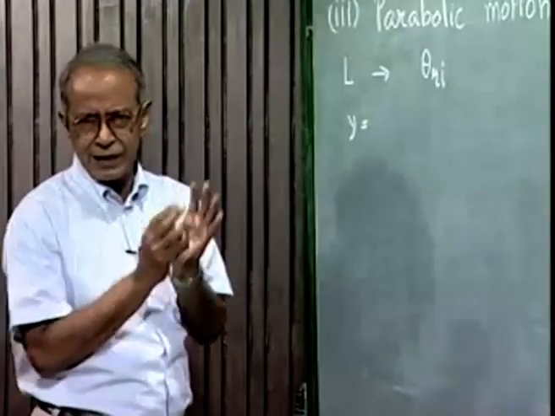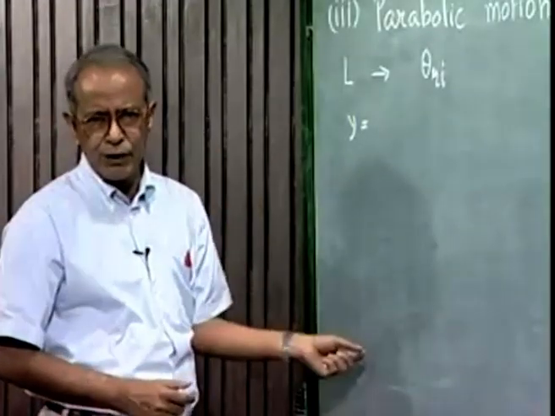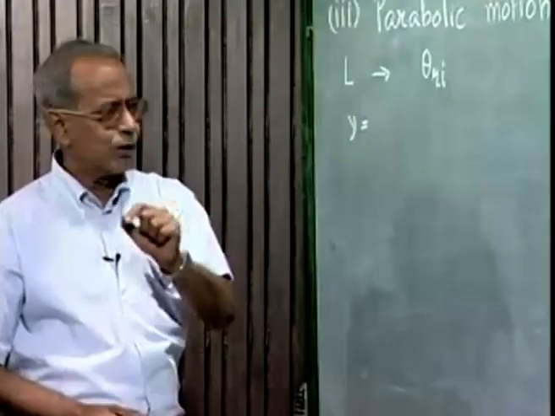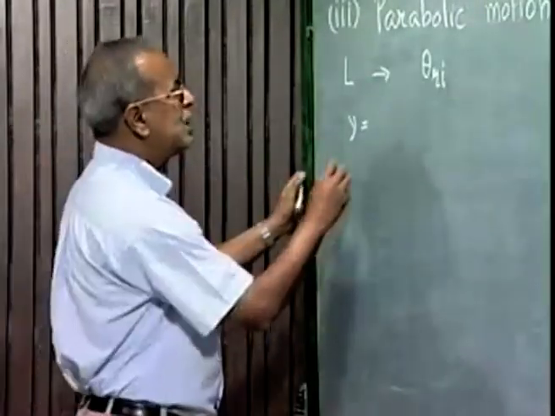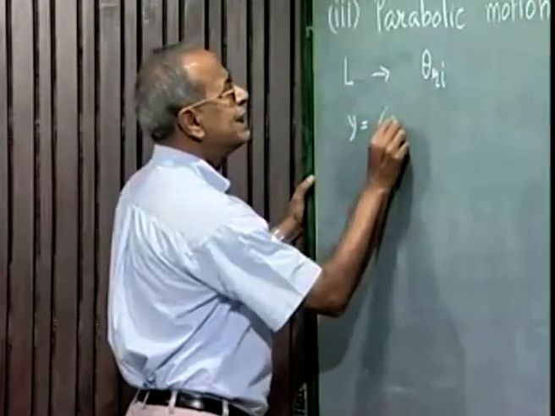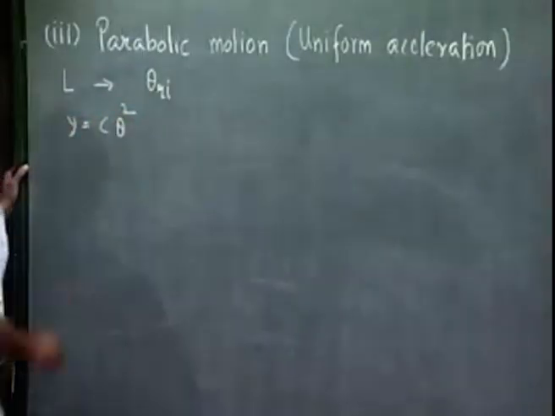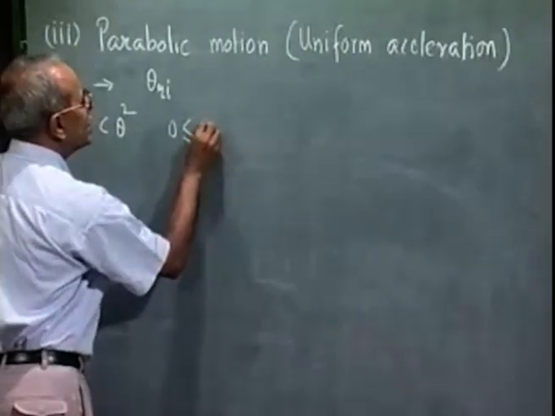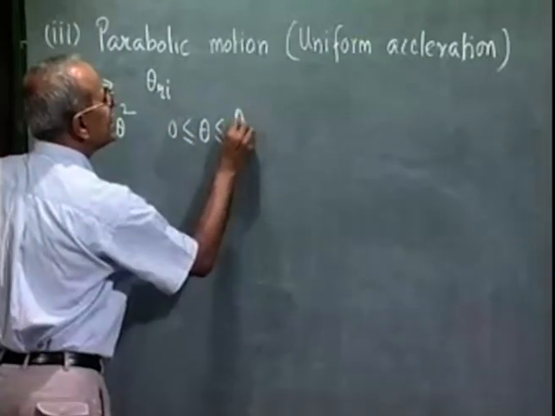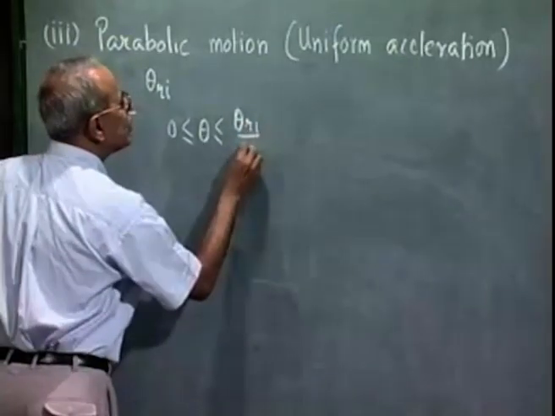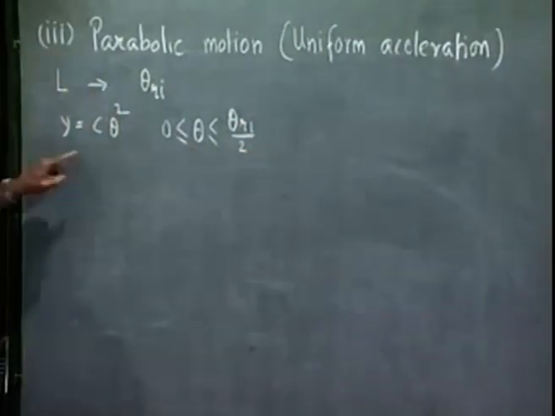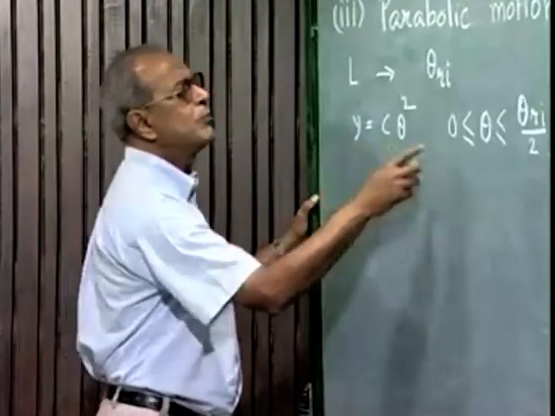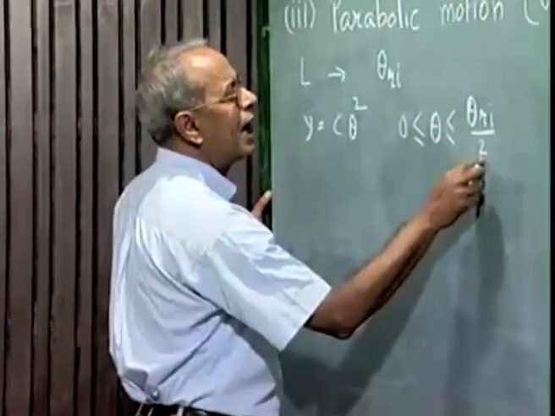If a is the acceleration and u is 0, the initial velocity is 0 at the beginning of the rise, so the follower movement will be half a t squared. And t is nothing but theta, so I can write y as c theta squared. And this takes place so long as theta is up to theta Ri by 2.